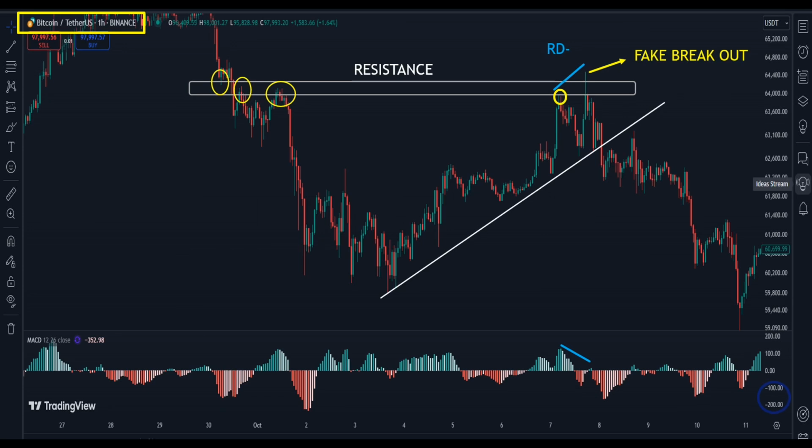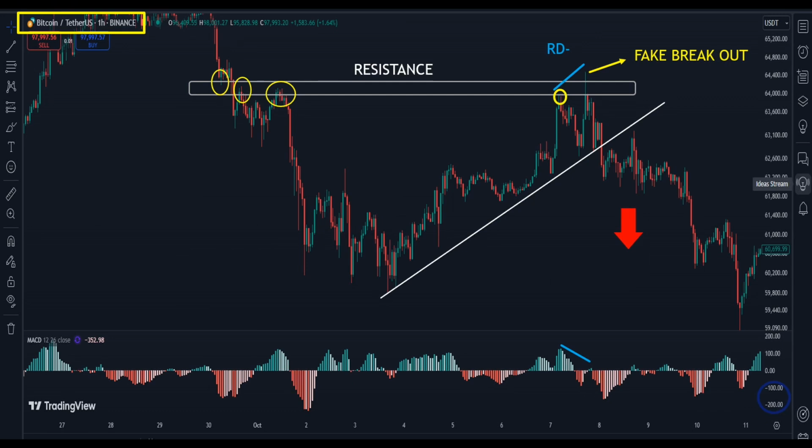In fact, by observing the negative divergence, we can realize that this breakout is not real, and it is referred to as a fake breakout. The fake breakout is easily identified with the regular divergence, which serves as confirmation for detecting the fake breakout.